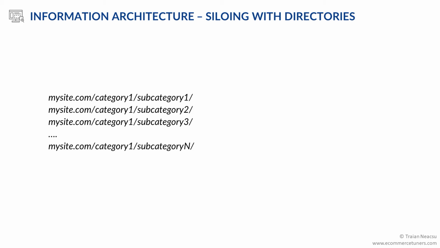A sample silo with directories would look like this. Does this type of siloing look familiar to you? It should if you use directories in your URLs. And this is actually nothing more than good hierarchy. So if you design your website hierarchy properly, you don't even need to worry about siloing with other methods. Keep in mind though that it is best practice to keep the directory depth low, ideally fewer than 4 or 5 levels.